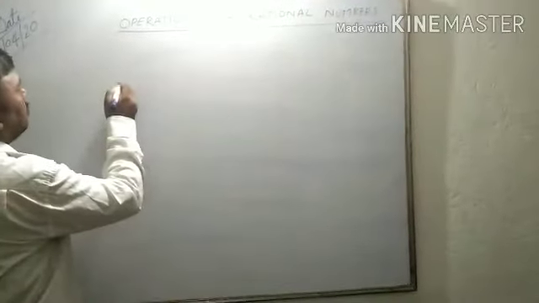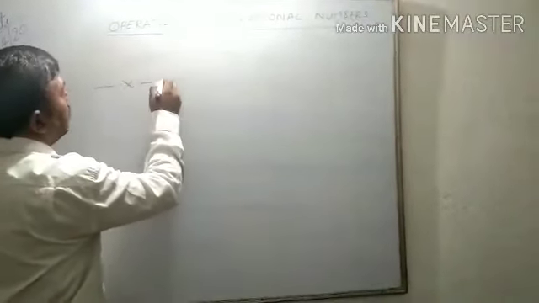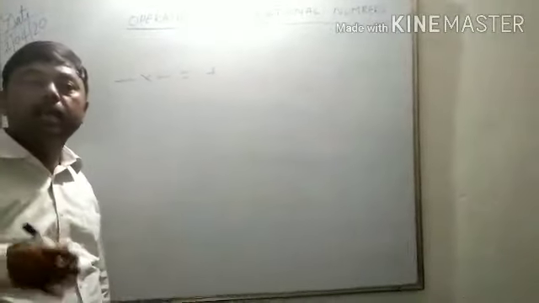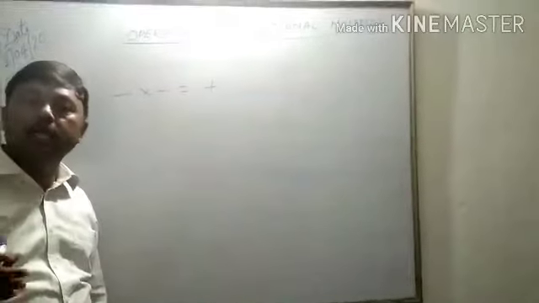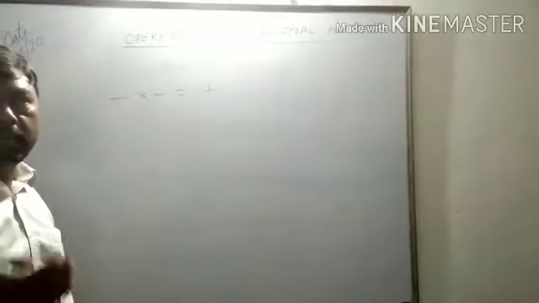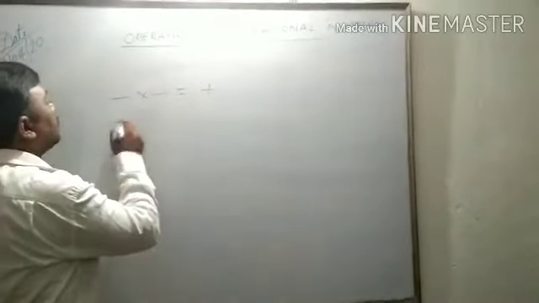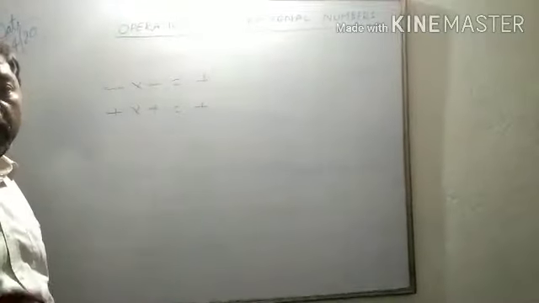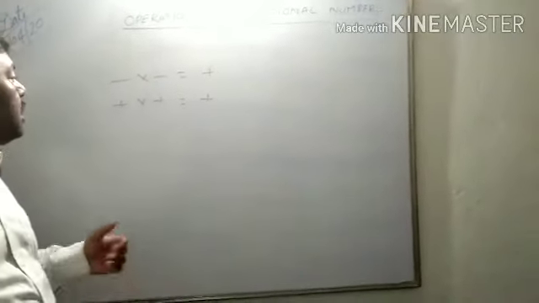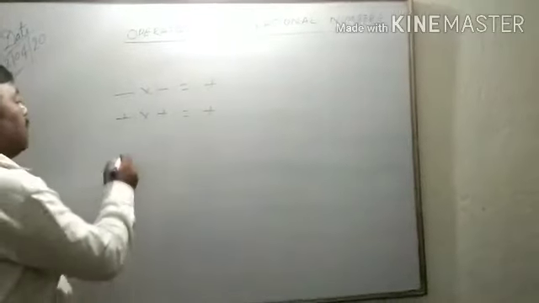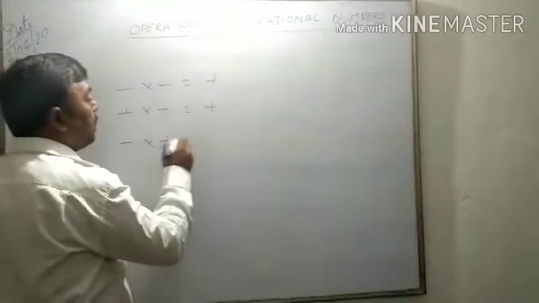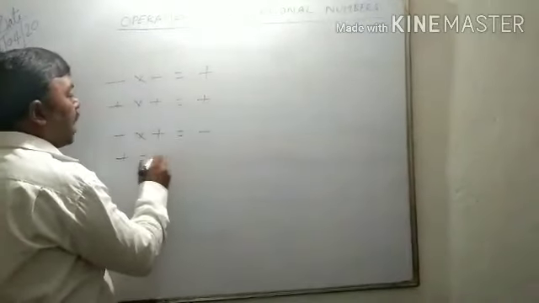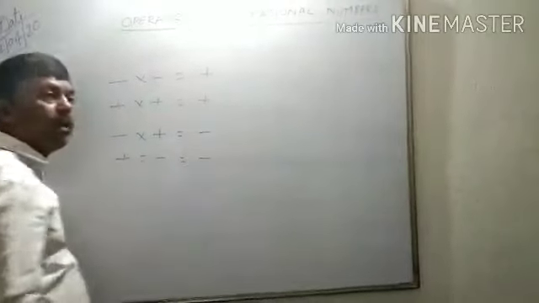First, minus into minus equals to plus. This means if the first number is negative and the second number is negative and multiplication takes place in these two numbers, then the result will be positive. And plus into plus equals to plus. If the first number is positive and the second number is positive, then the result will also be positive. If the first number is negative and the second is positive, then the result will be negative. If the first is positive and the second is negative, then the result will be negative.